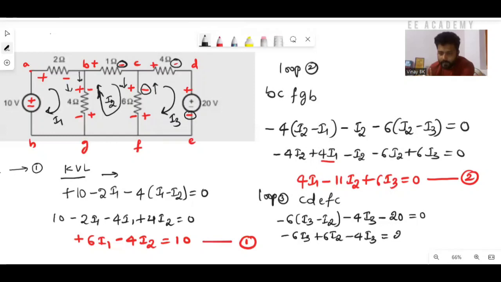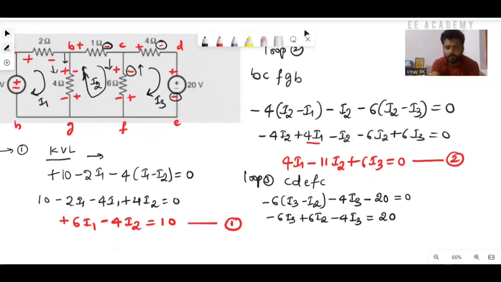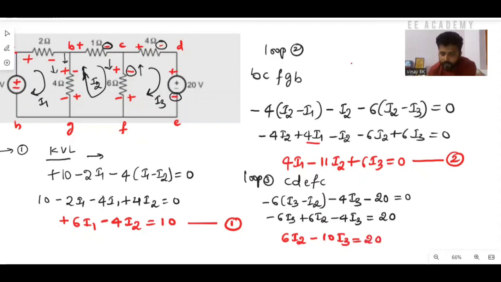I'll send 20 to the right side, it becomes plus 20 now. So now I get the expression, that is the third equation. You can observe the third equation in terms of I1, I2, I3: 6 I2 minus 6 minus 4 minus 10 I3 equals 20. This is equation number 3.